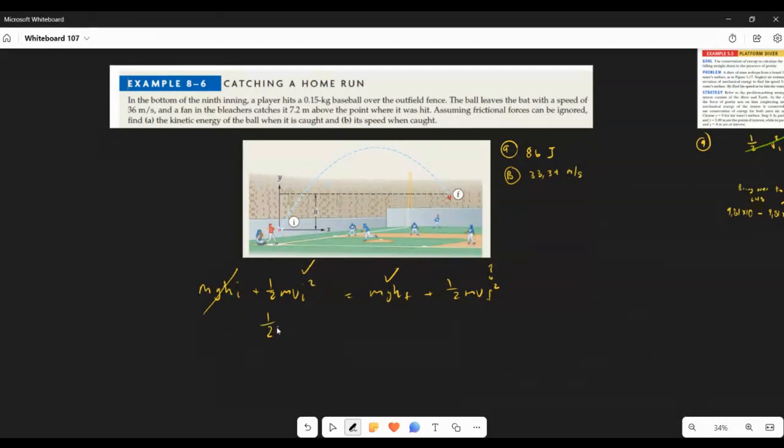So it's going to be half times 0.15 times 36 squared, that equals 0.15 times 9.8 times 7.2, and this will be the kinetic energy in the final thing. So can you just quickly work that out for me and see what you get?